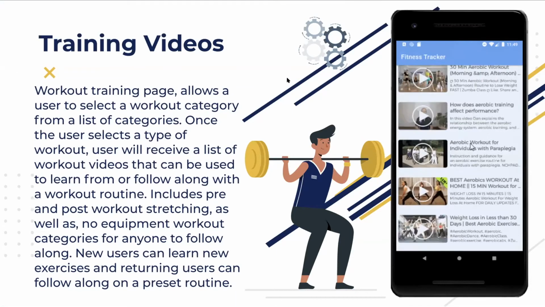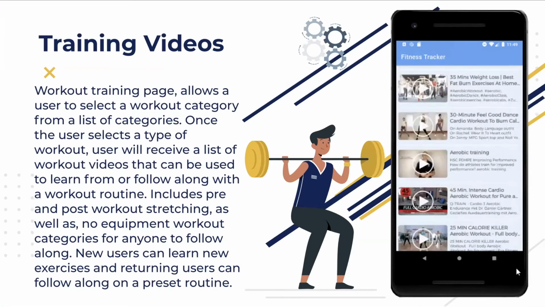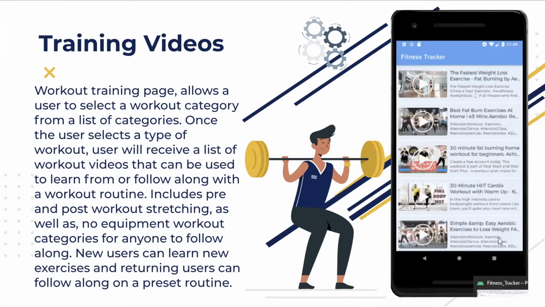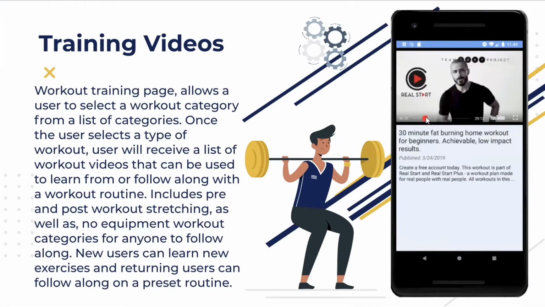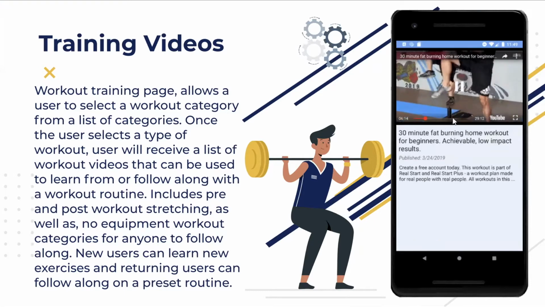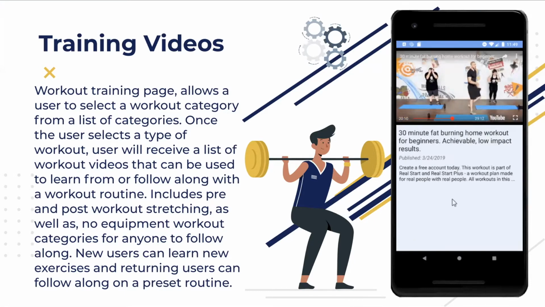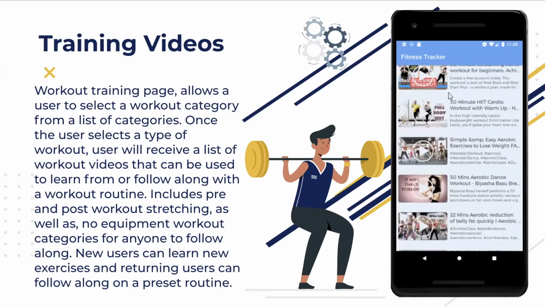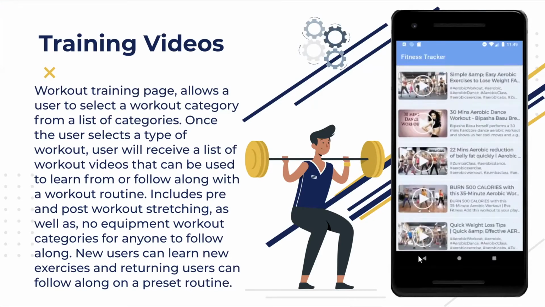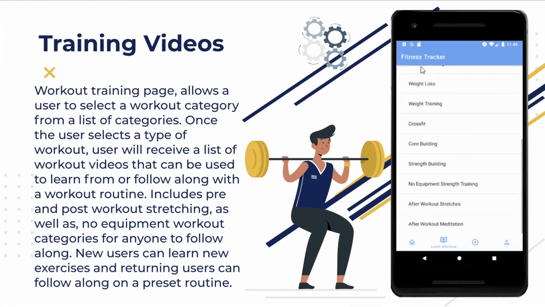All right, so this is the training videos, the workout training page, and it allows the users to select a workout category from a list of different categories. And once the user selects a type of workout, they'll receive a list of videos from YouTube that can be used to learn new exercises or follow along with the workout routine.